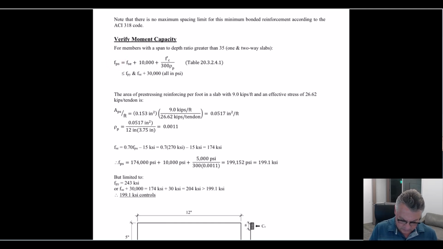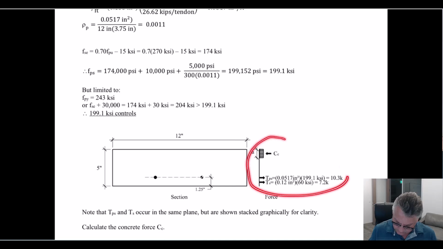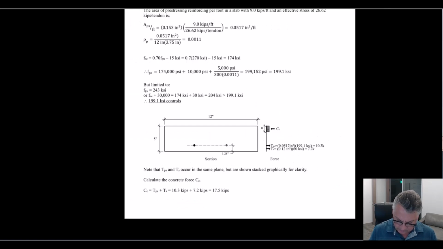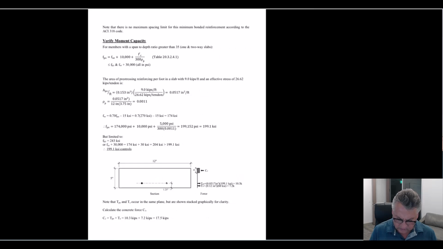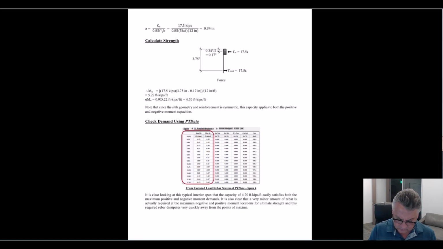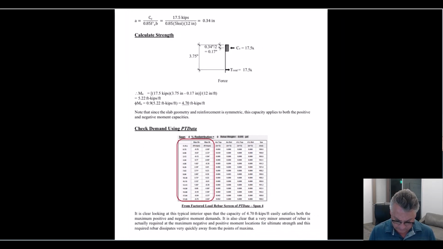FPS, come to this diagram, calculate the force in the concrete, force in the tension steel, bonded, pre-stressing, calculate the moment capacity, put a 0.9 on it, come up with 4.7 kips per foot of capacity.